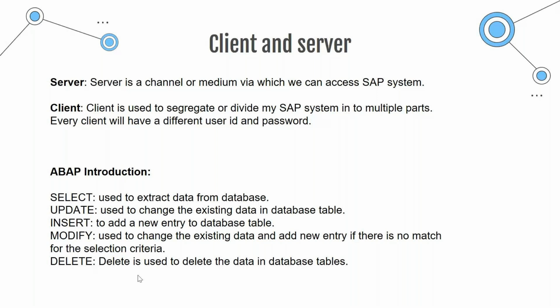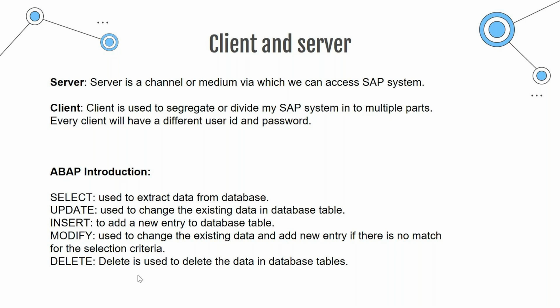Then update. Update is used to change the existing data. Okay, update means what? Change. General definition of update in English is change. So change the existing data. Then we have insert. Insert means addition, adding a new entry. Okay, so insert is used to add a new entry into your table.